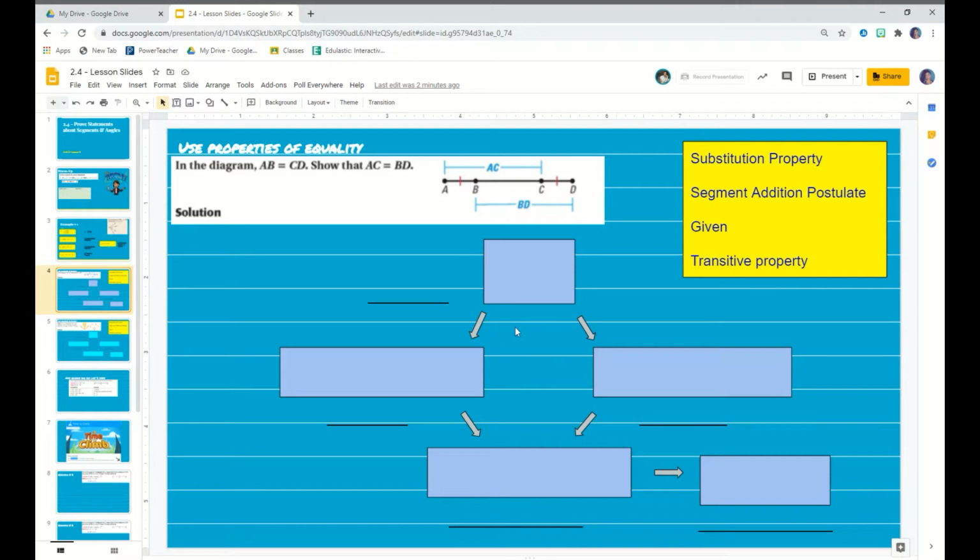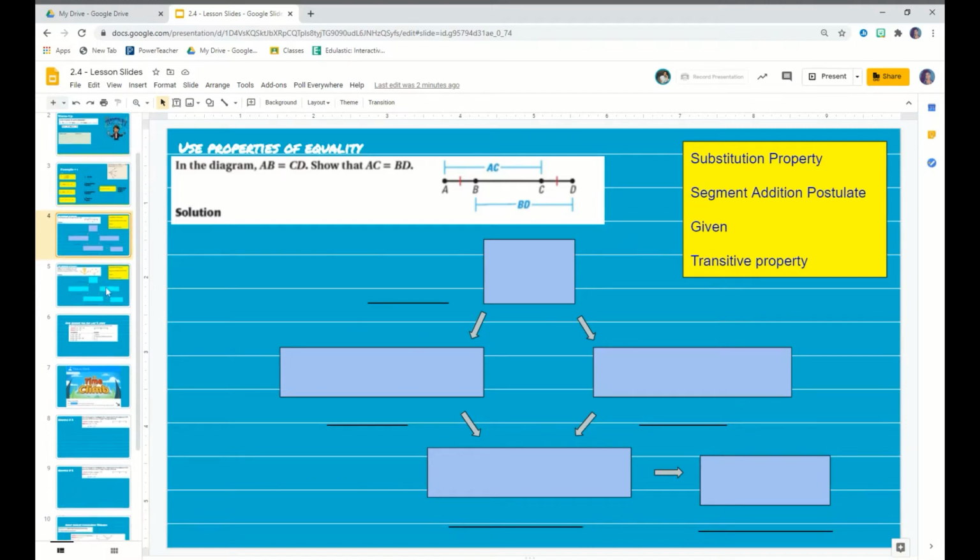It's the substitution property because all I did was replace AB with CD in my first equation. I didn't change anything else. So, substitution property. And now AC and BD are both equal to the same thing, so then I can say transitive. Because of the transitive property, these two segments must be equal.